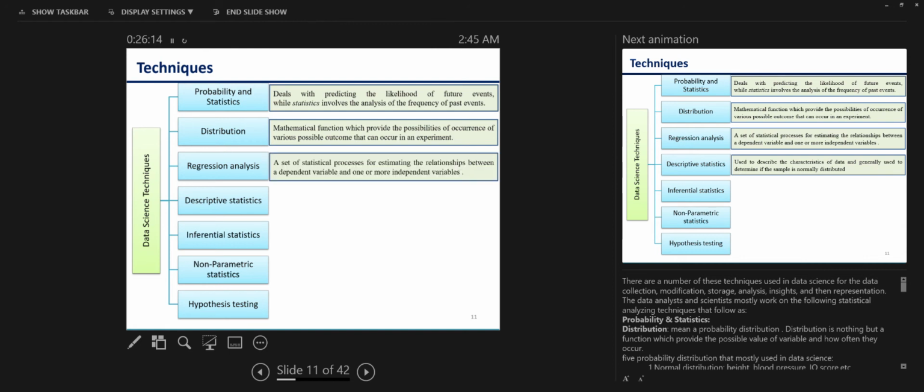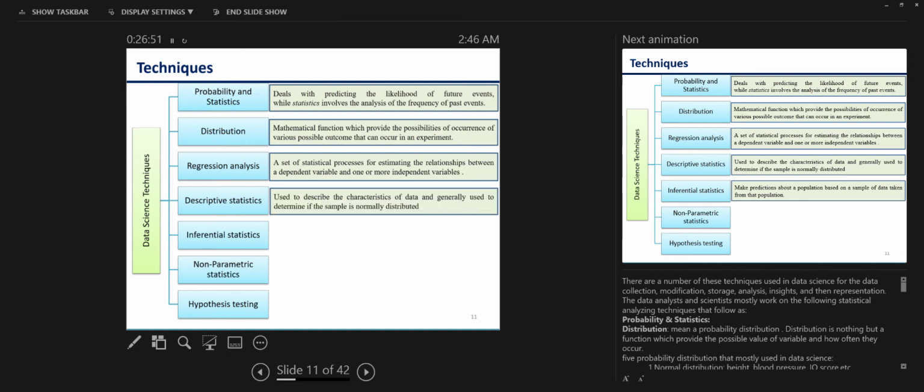Next is regression analysis. Regression analysis is a set of statistical processes for estimating the relationship between the dependent variable and one or more independent variables. So regression analysis provides the whole statistical process for the data, to estimate and find out the dependent and independent. Dependent means what result we require, and independent is what the result is based on.